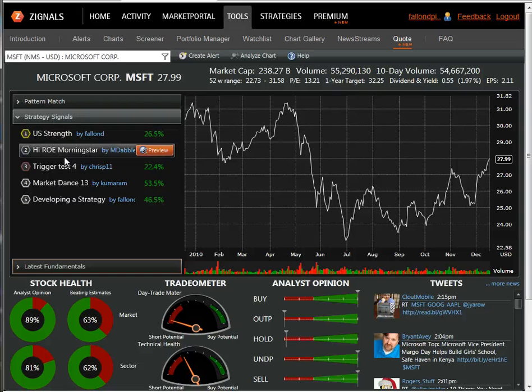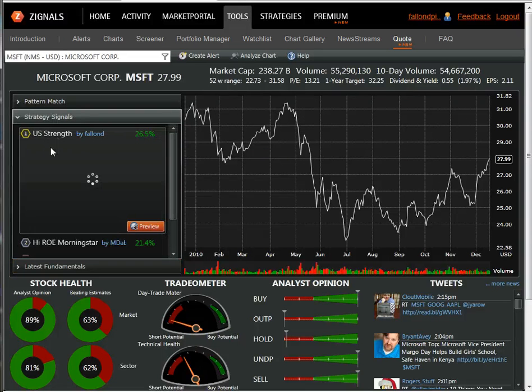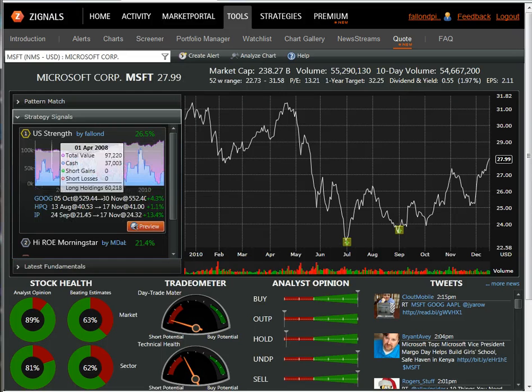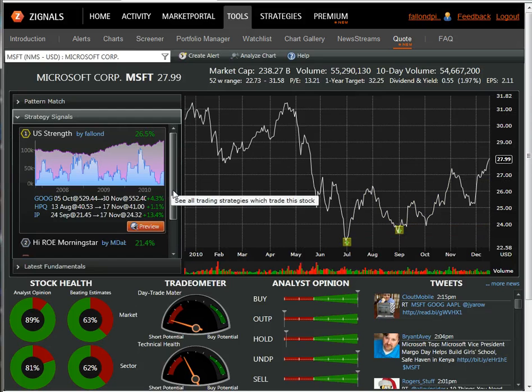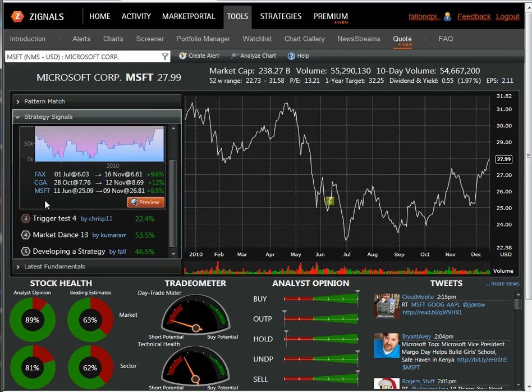Next, we have our strategy signals. You can see the top 5 strategies that have traded Microsoft. And if you go into any given strategy, you'll have an opportunity to preview for free and get delayed signals. But you can also see in the chart any prior trades that have been triggered in the stock in question. And again, you can cycle through these various signals and preview as many strategies as you like for free.